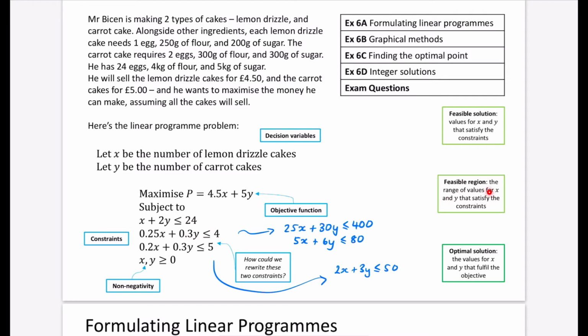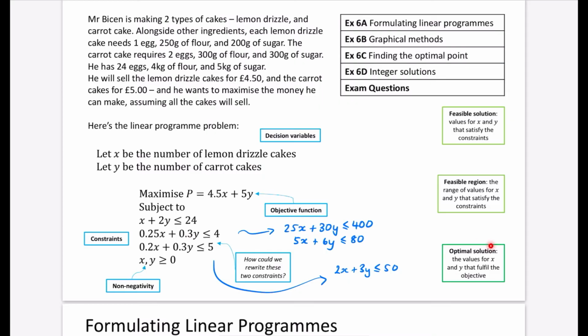The feasible region is the range of values for X and Y that satisfy the constraints. So there's going to be some ranges of X and Y that will satisfy all of this, but they're linked to each other because you might be able to make lots and lots of lemon drizzle cakes, but that restricts the number of carrot cakes that you could make. So it's a feasible region because when you see this later on graphs, you'll see that it's like an area on the graph that is linking together X and Y.